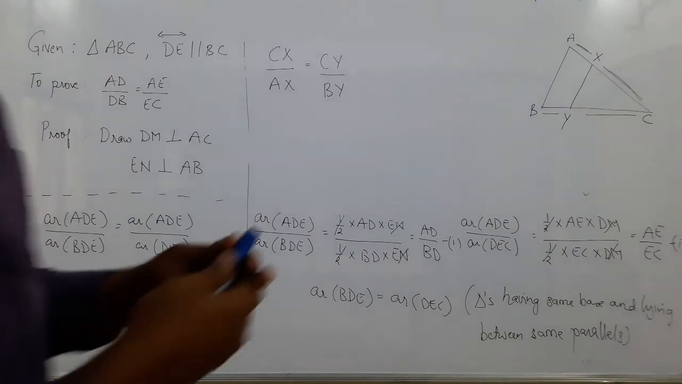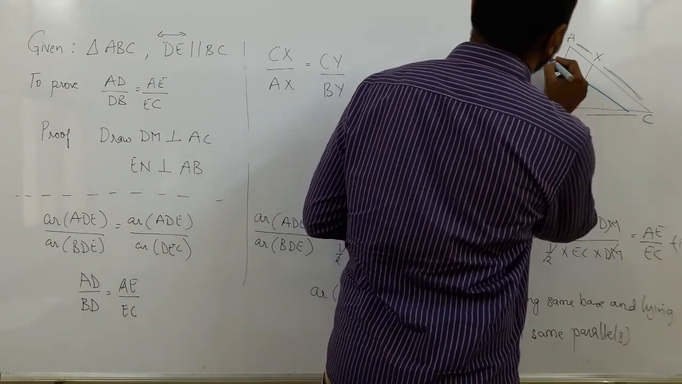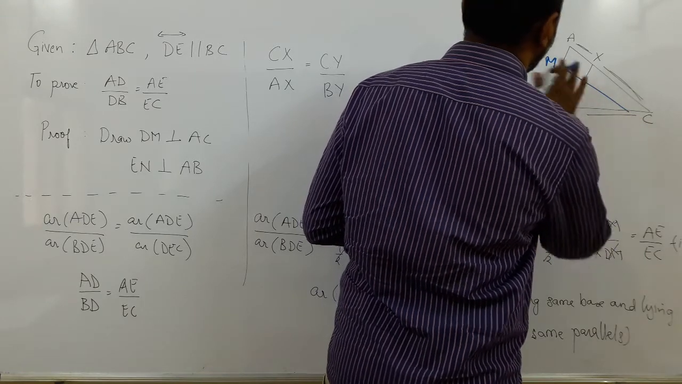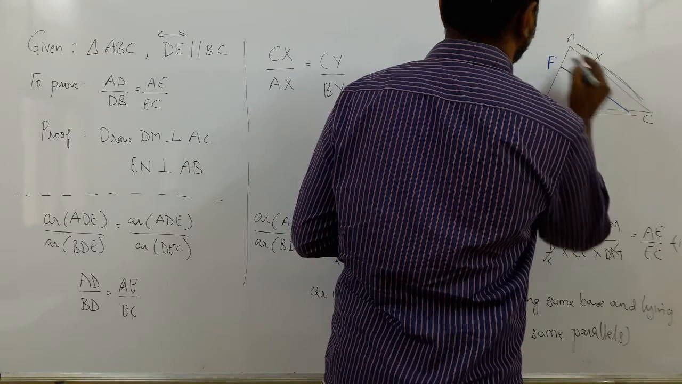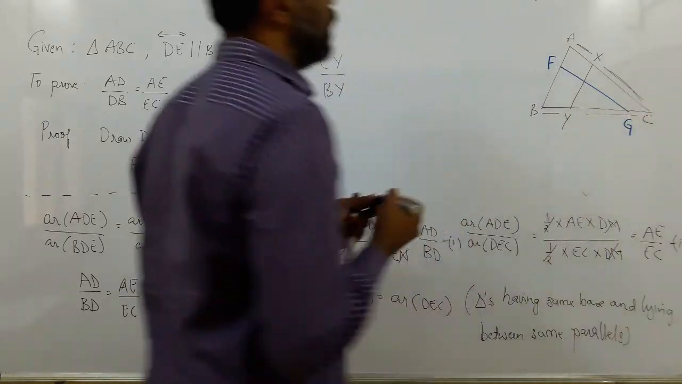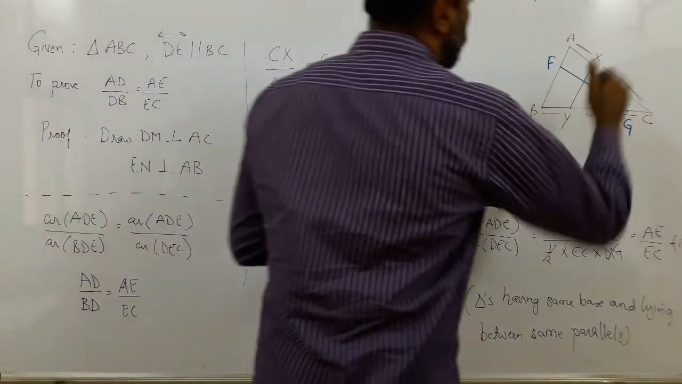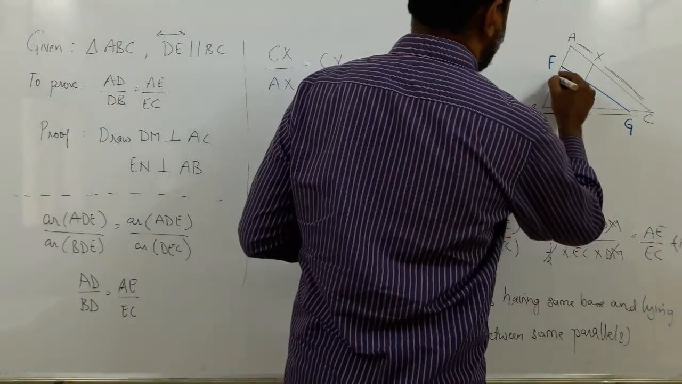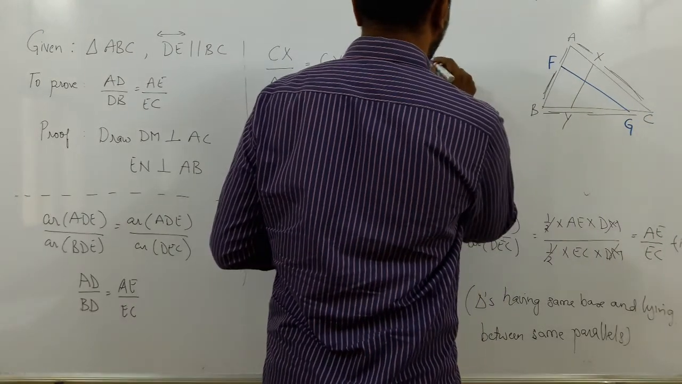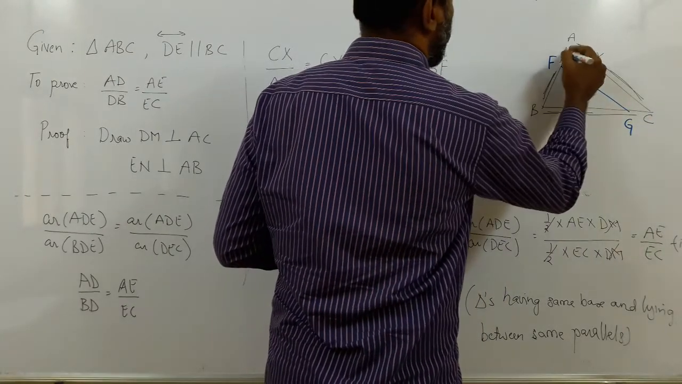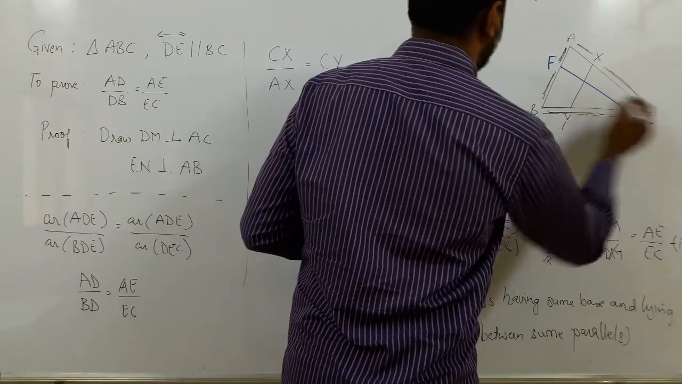I will write the third case also. This time I want to draw my line parallel to AC, and let me call it FG. So this time I draw my line parallel to AC. And what do you get? It is drawn parallel, so it cuts the remaining two sides in the same ratio. So I get BF upon AF equal to BG upon CG.